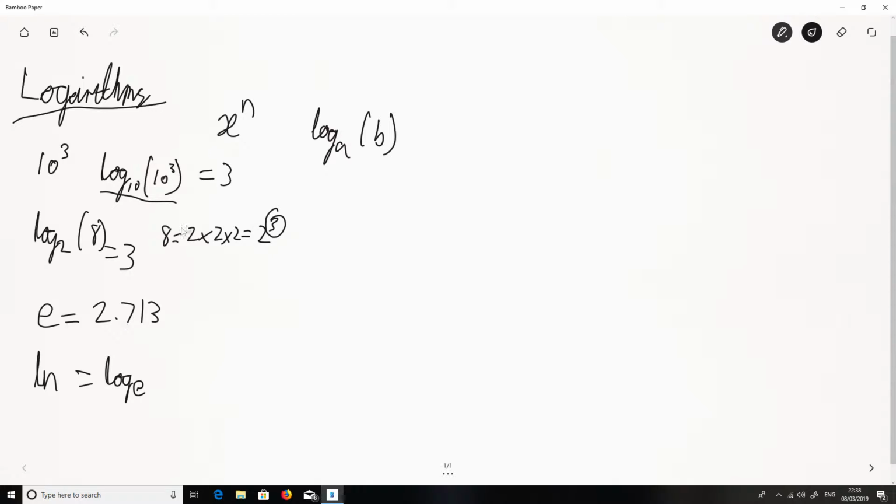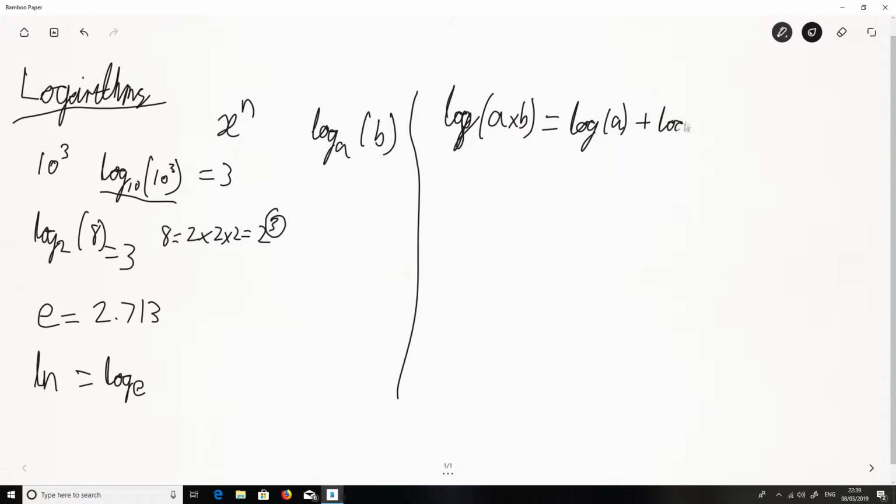Now, you can use logs for many different things when it comes to solving equations. So there are some special rules that apply with logs. I'll write them down on this side of the page. So we have a power rule, we have a multiplication rule of logs. So if we have the log of a times b, we can separate that out into the log of a plus the log of b.